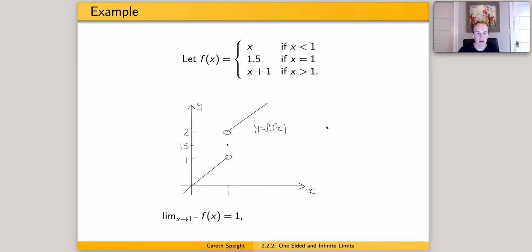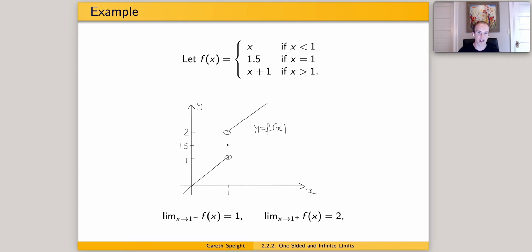Okay, so I claim the limit as x tends to 1 from the left of f of x equals 1. Okay, so if x is a little bit less than 1, and x is approaching 1. If x is less than 1, that means we're on this piece of the graph. If x is getting close to 1, then we're moving up towards this point. At 1, f of 1 equals 1.5, but we don't actually care. Remember, when we're taking limits, we don't care what happens at the point. So we're moving up to 1 from the left. What's happening to the y value? The y value f of x is approaching 1. So the limit as x tends to 1 from the left equals 1.